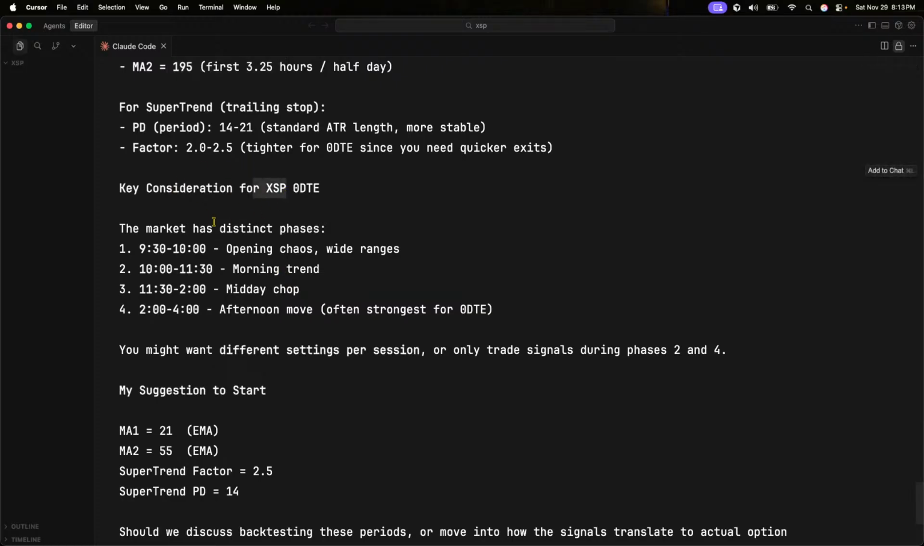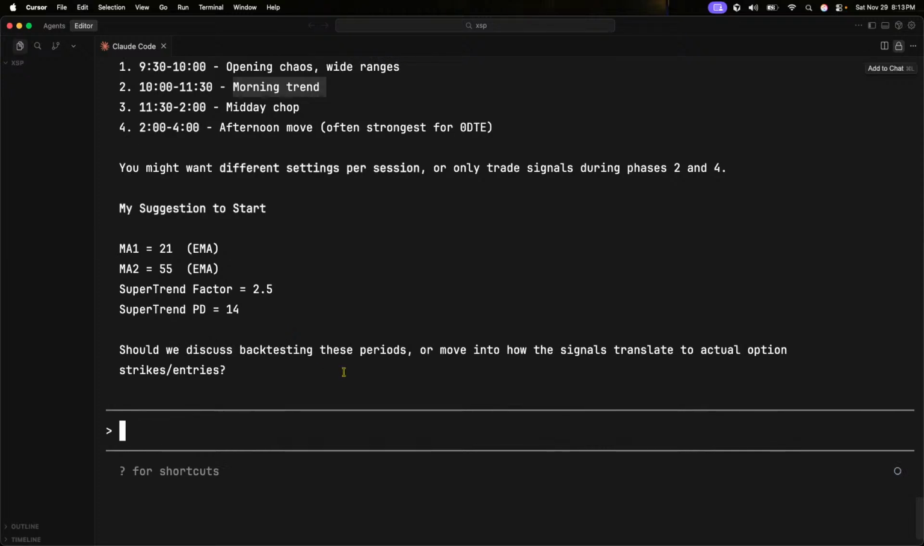Consideration for 0 DTE: the market has distinct phases. From 9:30 to 10, we have the opening morning chaos, wide ranges. From 10 to 11:30, we have the morning chop. But we're not trading then. We're only trading from, all right, here's what I'm thinking, because that is entirely too slow.